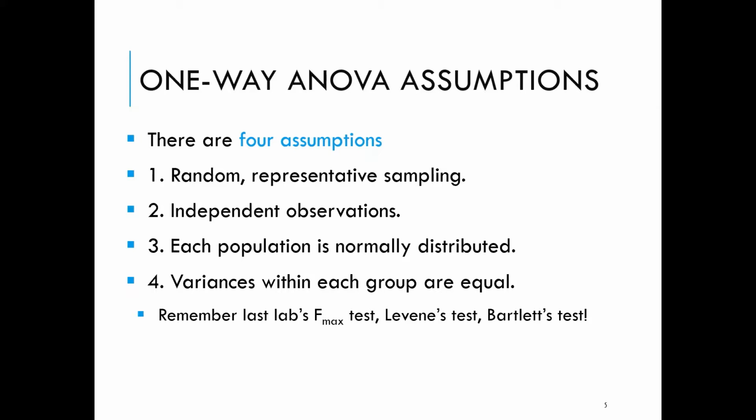Remember from the last chapter, the Fmax test, Levene's test, and Bartlett's test, which allow us to compare variances. Of these four assumptions, the first two are the most important. However, in this class, we will also be testing the variances in point number 4. We will not be testing the normal distribution for the populations in this class.